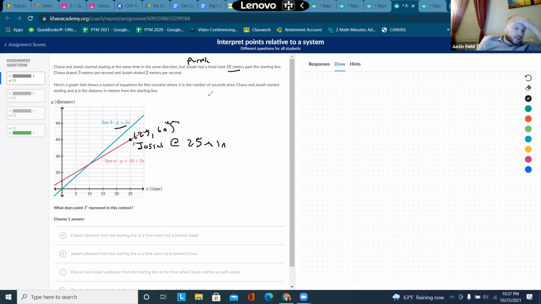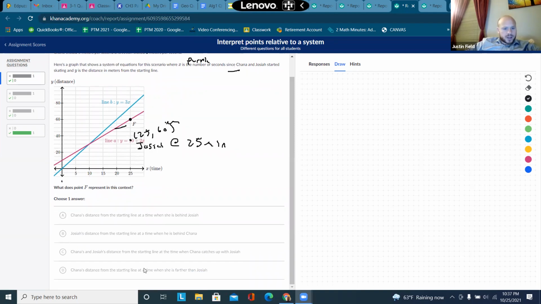So what does the F stand for? Chana's distance from the starting line? No, it's Josiah's. It's totally about Josiah. Josiah's distance from the starting line at a time when he was behind Chana. Yes, he is behind Chana because at that same time she is way up here, more meters. So that would be B.